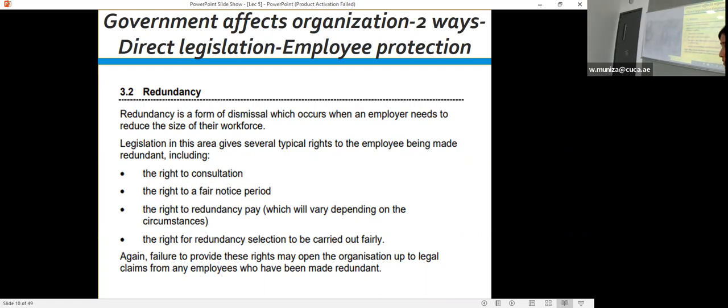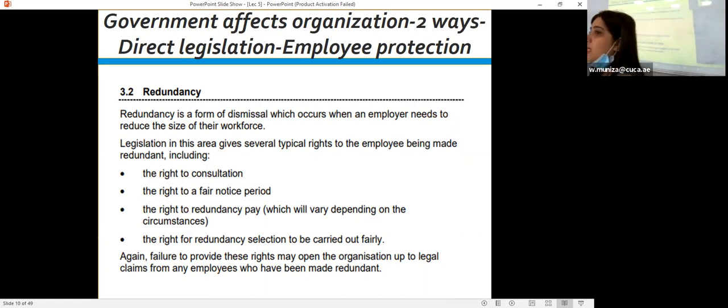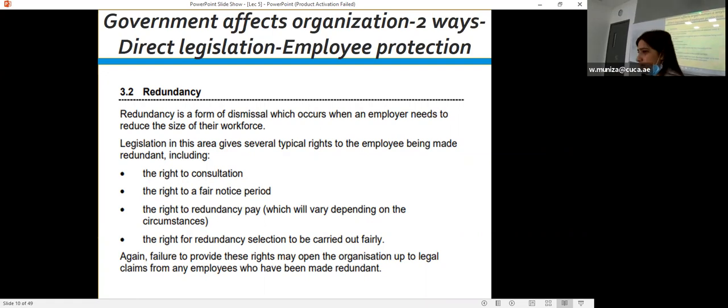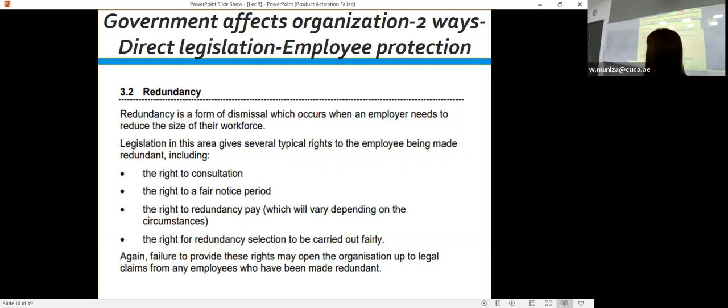consultation. There are some departments in the organization which are for the employees who want to be consulted, who want to discuss their issues. Sometimes the employees being made redundant are so confused and stressed that they are not finding the ways to know what next steps they need to take. So there are certain departments in the organizations which are specifically for the employees who do want to be consulted. Then the right to a fair notice period, the right to redundancy pay, which will vary depending on the circumstances, like I have given you an example. The right for redundancy selection to be carried out fairly.